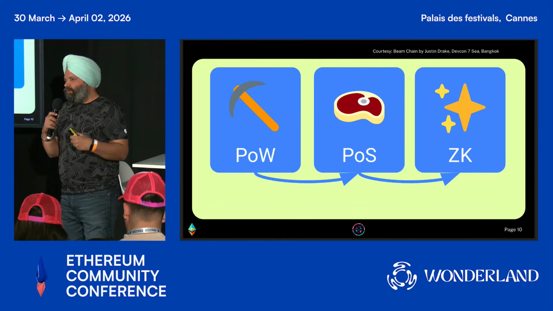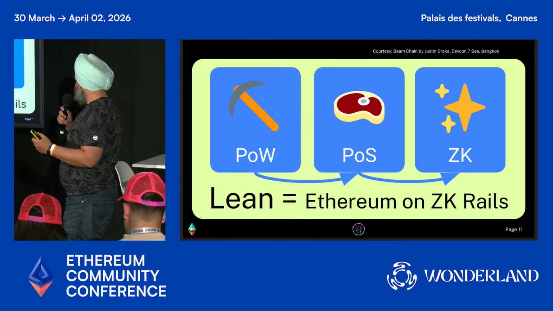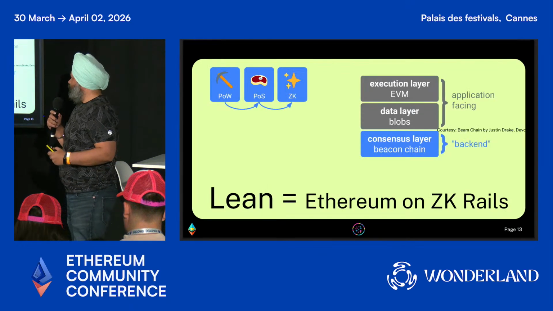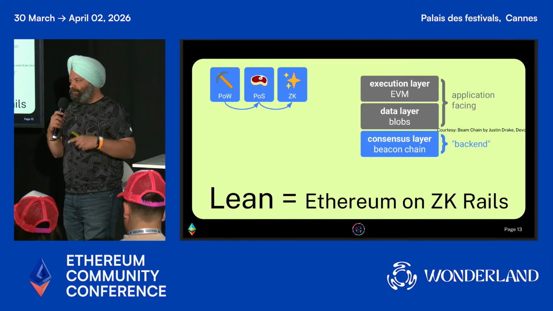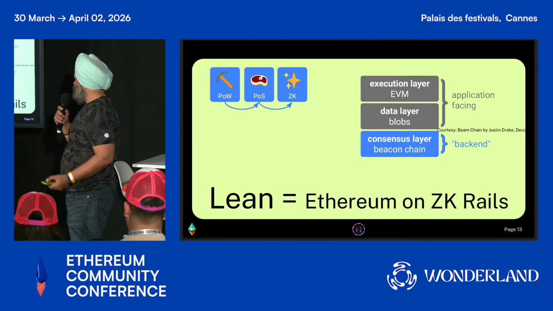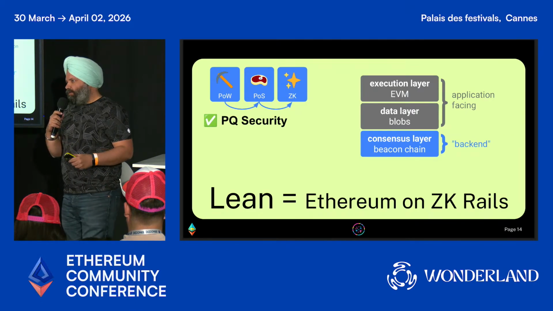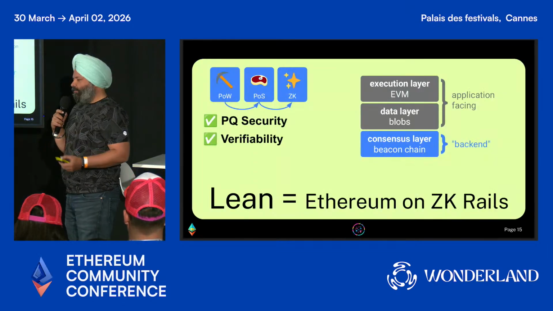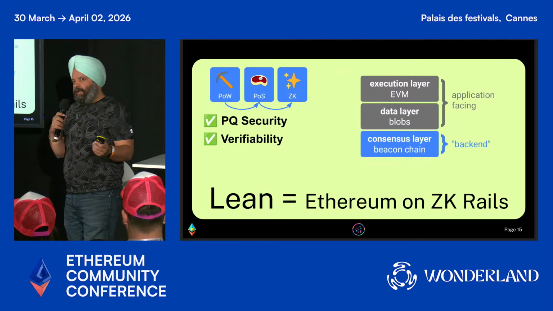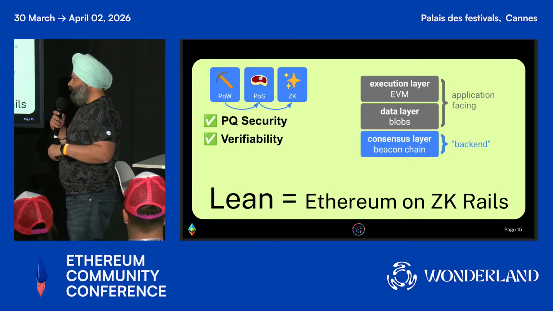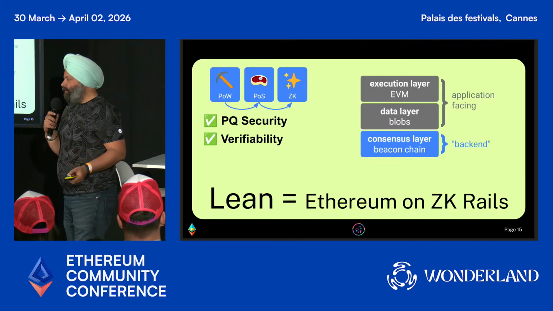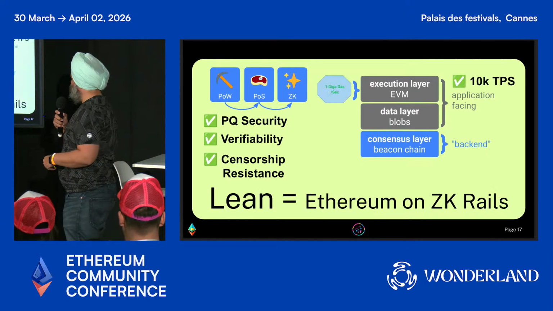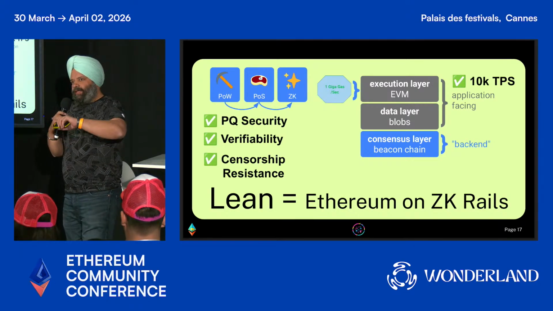So now coming to lean Ethereum. It is Ethereum on ZK rails. And as we know, we have 3 layers: consensus, data, and execution. What we want is post-quantum security. We want verifiability, so that anyone in the world with a very low-powered mobile device can verify the chain. And we want censorship resistance. And that's the base setting.